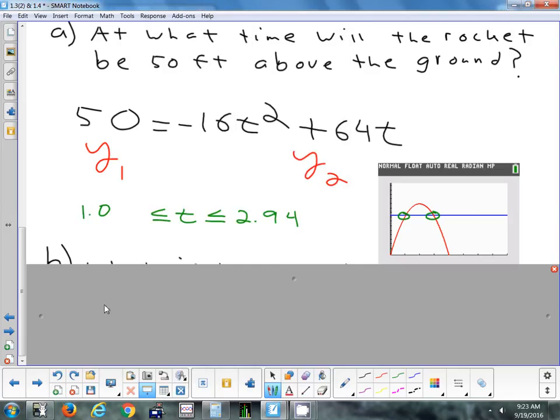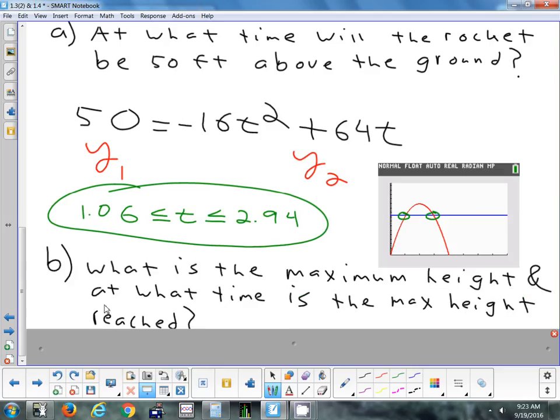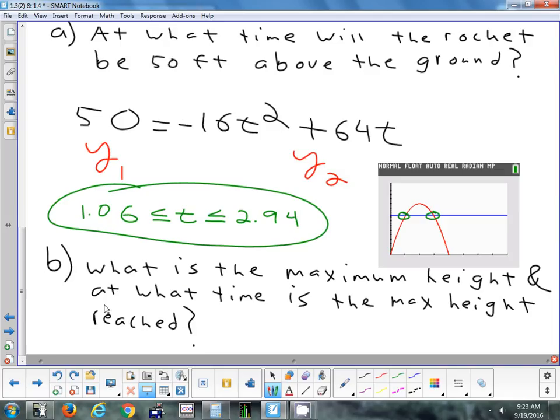1.06. Anybody else get 1.06? Yep. That's the time when the object is above 50 feet. Okay, and the last question says, what is the maximum height and when is the maximum height reached?